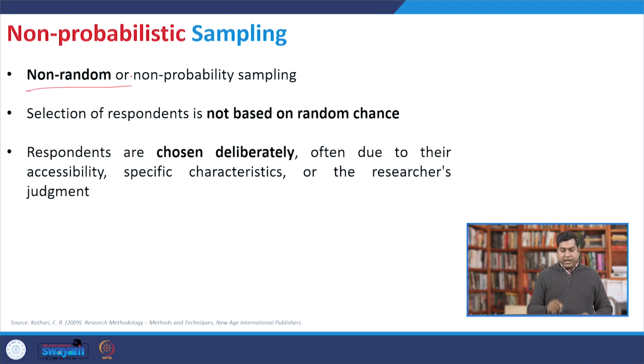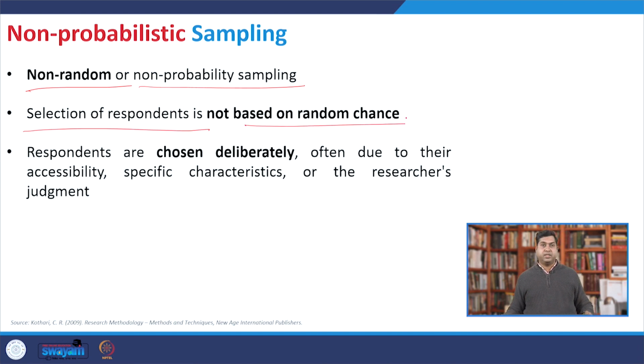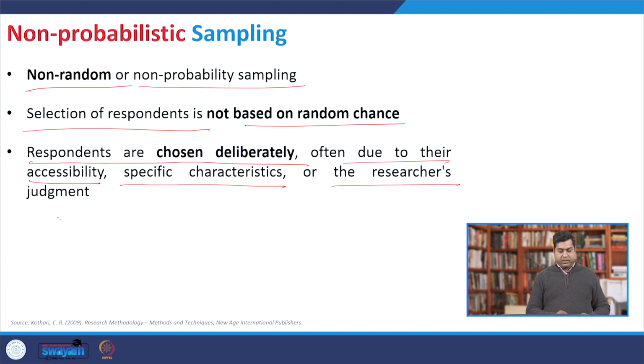It is non-random sampling as well, because in this case there is no randomness in selecting. There is no probability involved. Selection of the respondent is not based on any random chance. It is much more deliberate: I select this person, or I select this particular respondent based on my convenience, based on certain purpose. We'll discuss that in the typology. Respondents are chosen deliberately, often due to their accessibility, specific characteristics, or the researcher's judgment.